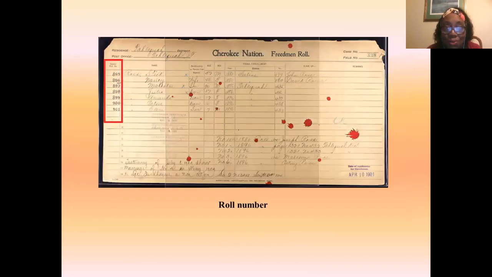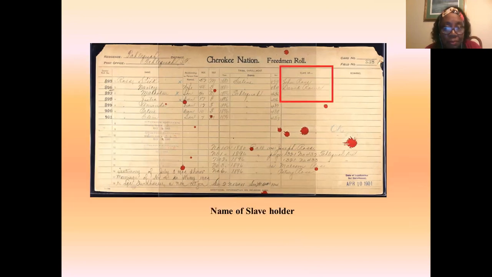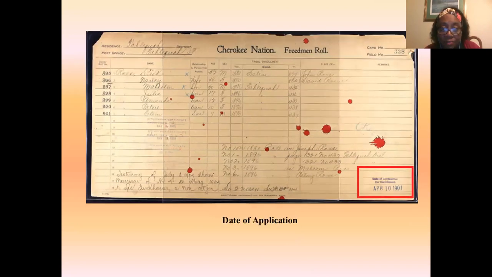You also see the roll number. Many people don't understand that the number that became their official roll number is right next to their name on the enrollment card. If you go to the page on the final roll, you'll see that same number next to their name. So it's very, very helpful. You find, of course, who the slaveholder was. In this case, John Ross for Stick Ross, but his wife Nancy had been enslaved by a man called David Rowe. So again, that information is very, very useful.